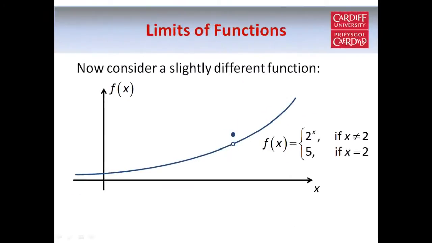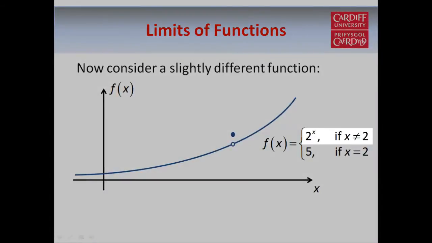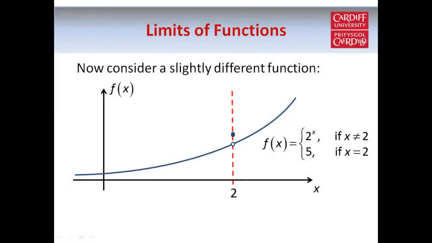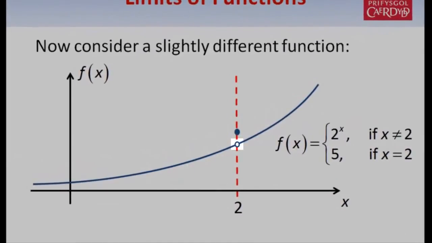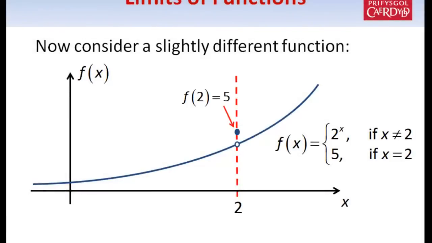Now let's consider a slightly different function. This time the function is defined differently depending on the value of x. So if x is not equal to 2, the function is still 2 to the power x, but if x equals 2, the function takes a value of 5 instead of 4. So on the graph, if we look at the point x equals 2, we have a hollow circle here, and we have a filled-in circle up here at the value of 5 on the vertical scale. So this indicates that f of 2 equals 5.